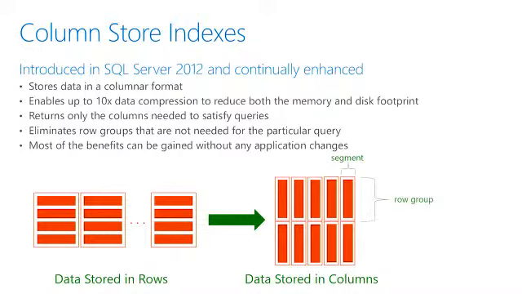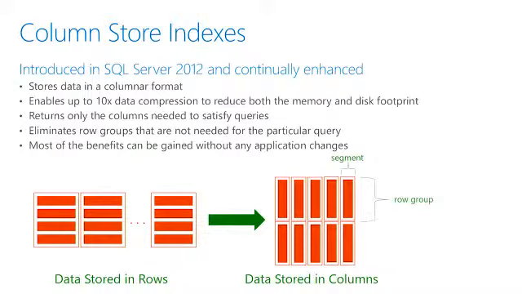The column store was introduced in SQL Server 2012. Over the releases since then, there have been continual enhancements to this technology. The column store index flips the data out of the traditional row-based storage into a columnar format. Column store indexes are incredibly powerful for decision support and analytics queries that need to scan and aggregate large amounts of data. The column store compresses the data, which reduces the memory and disk footprints.